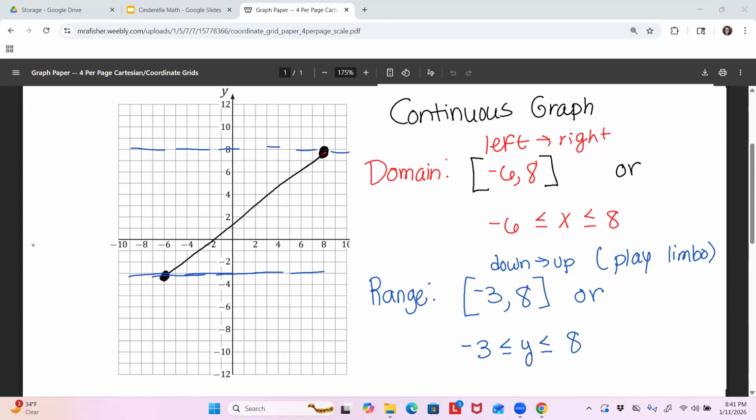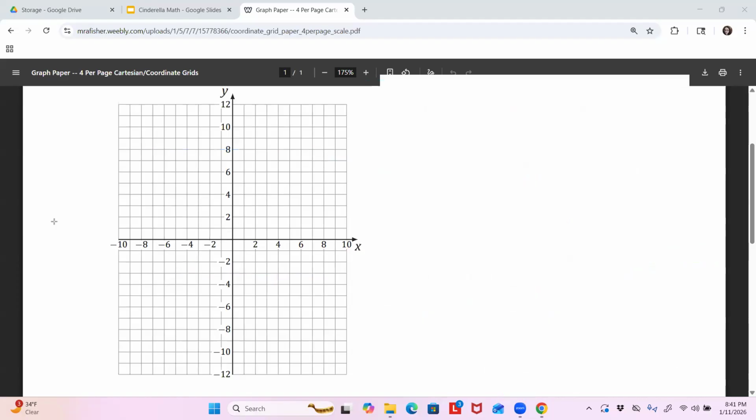Okay, let me do one with open dots real fast here. So domain, you look left to right. Build a wall on the left. So the farthest left this goes is 3. The farthest right this goes is 8. And you will do soft parentheses because of those open dots.